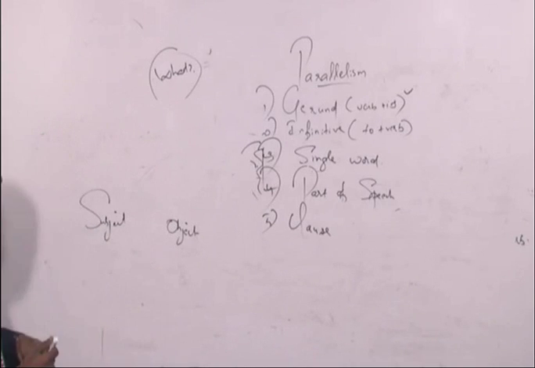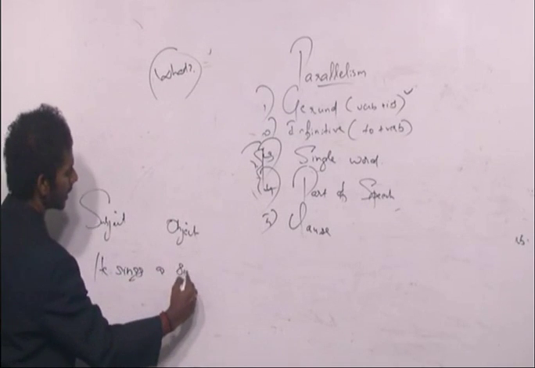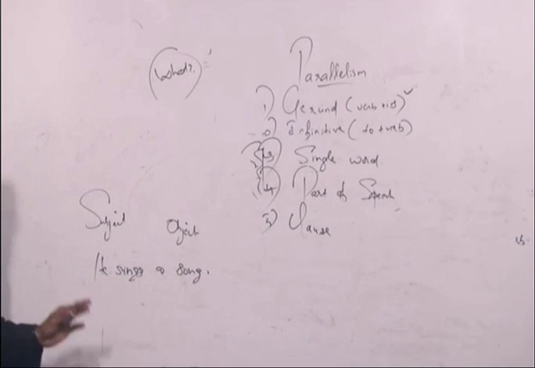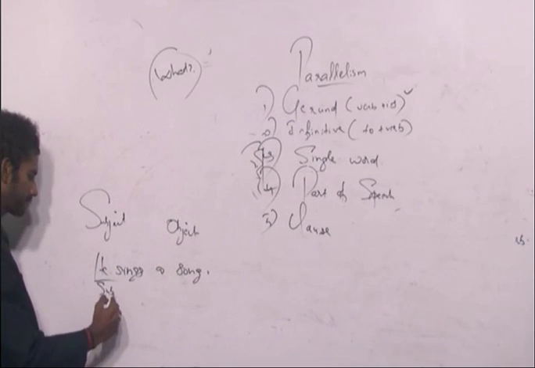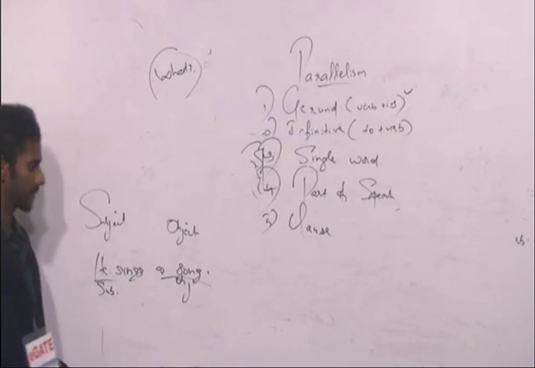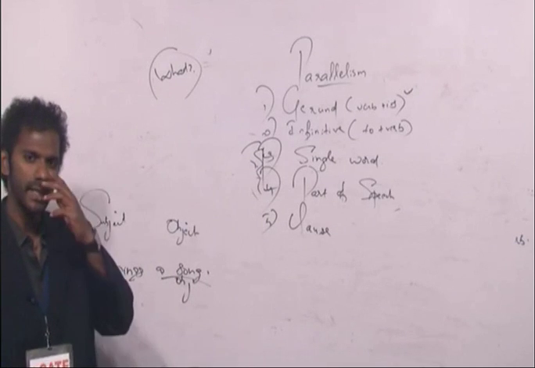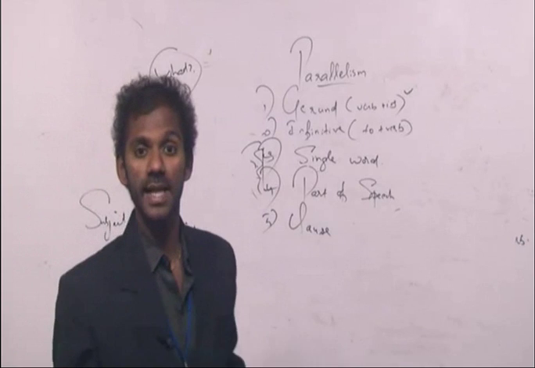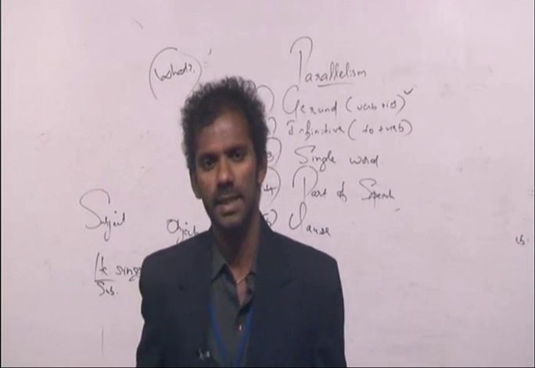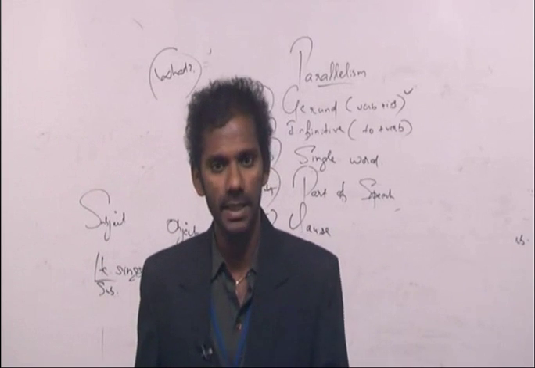Clear? If I say, he sings a song. He sings a song. Subject is he. Right? Object is a song. He is the subject, a song is the object. Right? Fine. Now, what is the definition of a sentence? A group of words cannot be called a sentence. A group of words that makes a complete sense or a complete meaning is termed as a sentence.